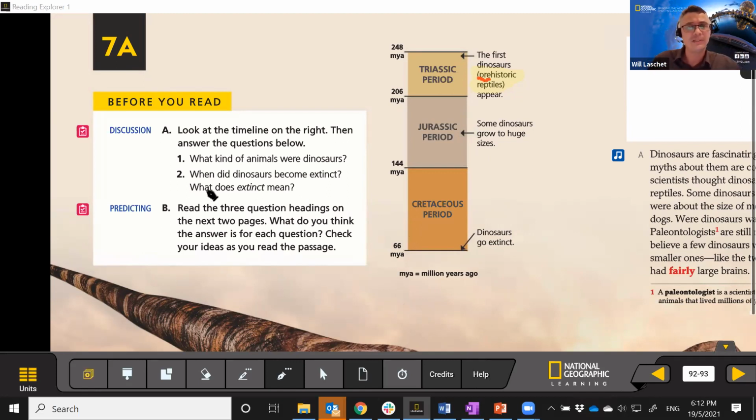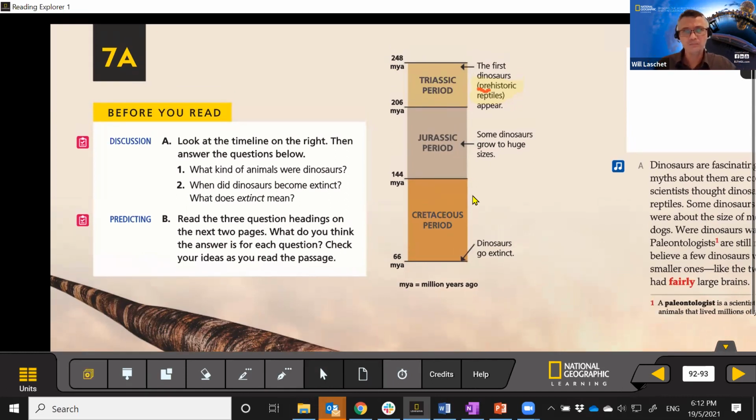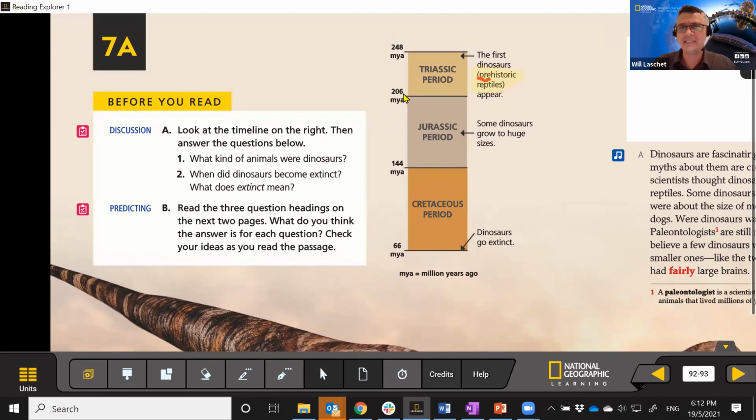Okay, question number 2, we'll do that one later. Before we do that, let's have another look at the infographic. I like the infographic. So here it says 248 MYA. Can anyone tell me what this MYA stands for? Have a look at that. What can we say this MYA stands for? It does, and it stands for a million years ago. We can see that at the bottom in the key.